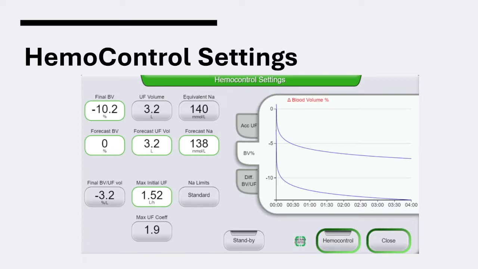So what we're going to do is we're actually going to start looking at HemoControl settings. This is the screen that you would get to if you went into your prescription and looked at HemoControl to activate it. So this is basic values. We're going to talk about how to implement them and what they all mean. So we're actually going to start here in the top left and kind of work our way along step by step.